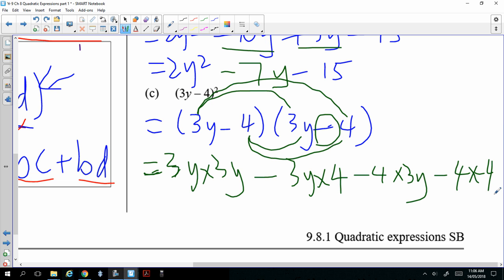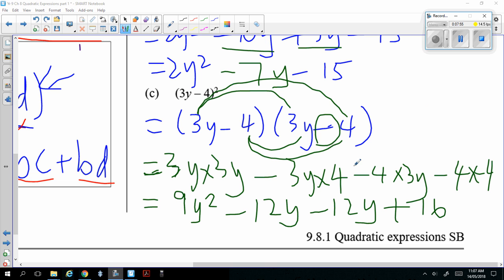Right, done. So we now have to simplify the expression. We get that 3 times 3 is 9, y squared. Negative 3 times 4 is negative 12y. Negative 4 times 3 is negative 12y again. And then negative 4 times negative 4 is positive 16.